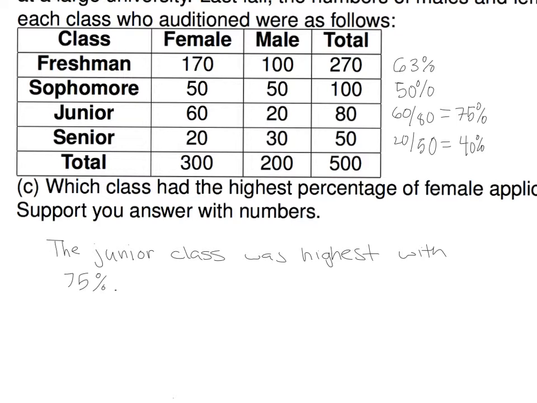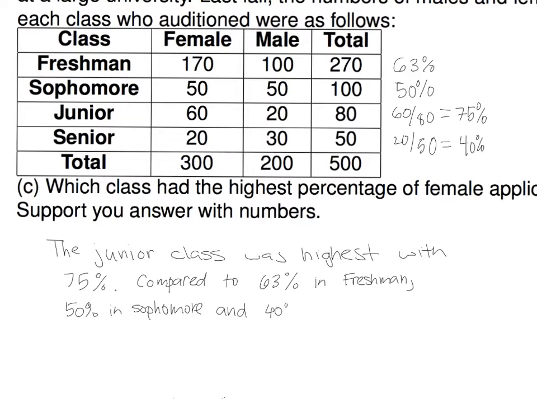Is that what you need for supporting your answer with numbers? Oh man, it just depends. It's so hard for my grader to grade 64 papers, right? So what do you think would be best? Compared to... So on my notes, I added this. Compared to 63% in the freshman, 50% in sophomore, and 40% in the senior class.